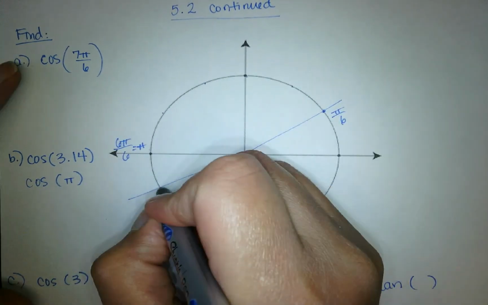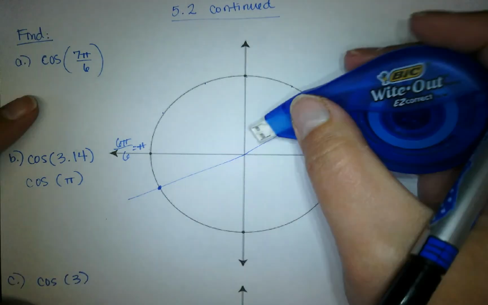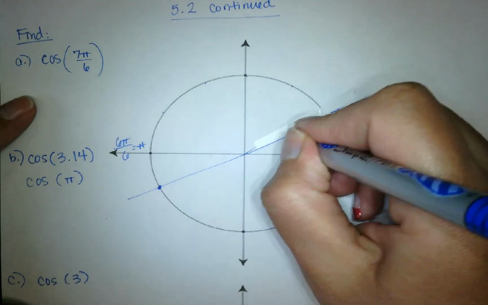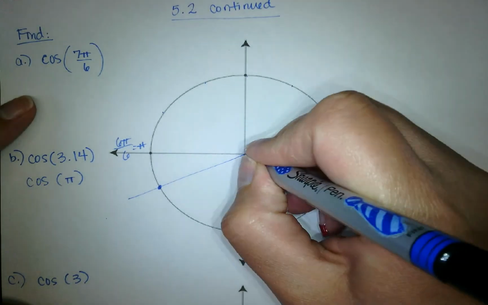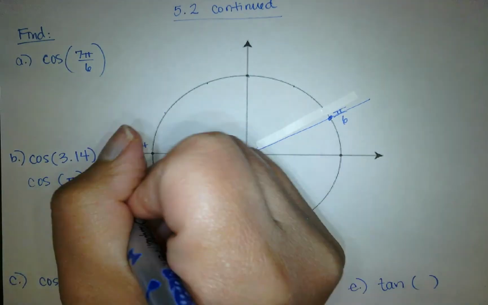And that means this guy is your 7 pi over 6. That line's kind of janky. Let me fix that. It's a little bit too far over. The angle should be smaller. It's only 30 degrees. Alright. So here is 7 pi over 6.